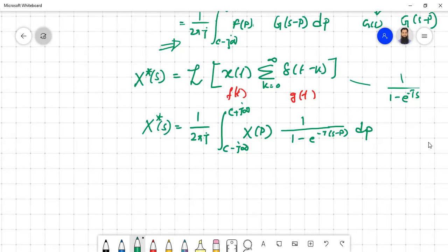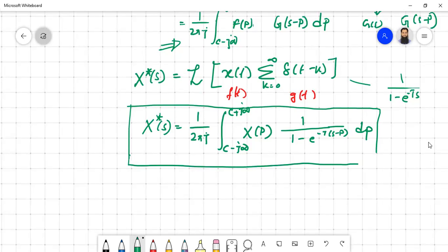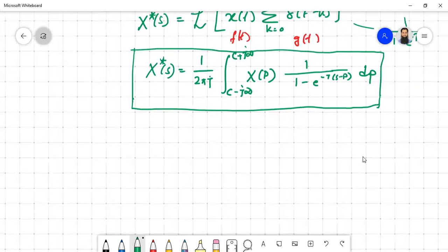Using this convolution integral, we have to find the z transformation. It is a bit complicated to calculate the actual response of our z transformation in this formula. So that is why we'll take help of the contour integral, basically the residue theorem. Even though c minus j infinity to c plus j infinity actually means that we have a line something like this.